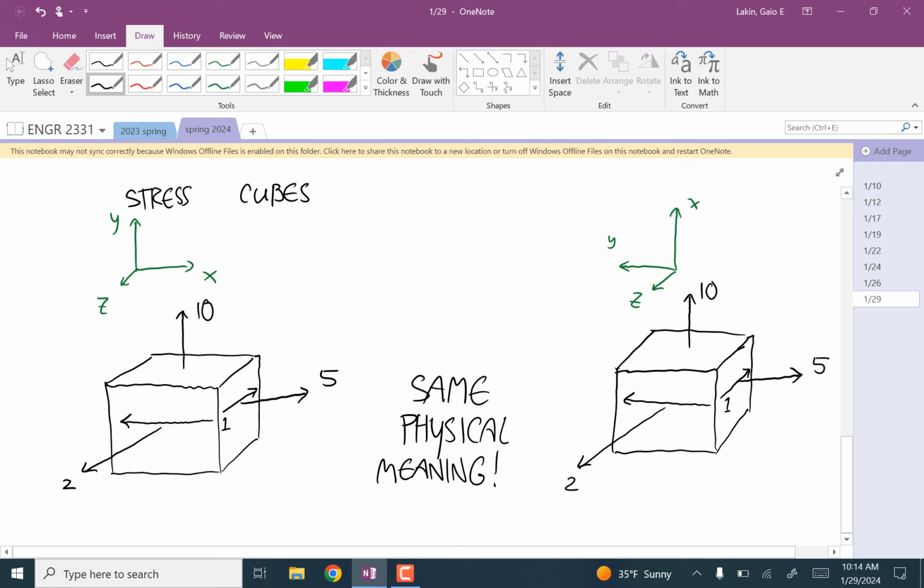Okay? So you're just rotating your coordinate system, you're not rotating. It's like the coordinate system rotates, but the cube stays the same. Right, exactly. Because the cube is physical, you know? The cube is this infinitesimal thing that really is loaded like that. Yep. Got it.